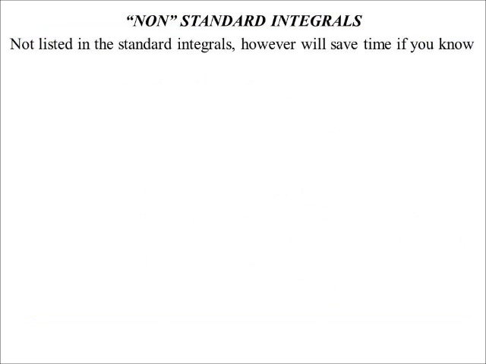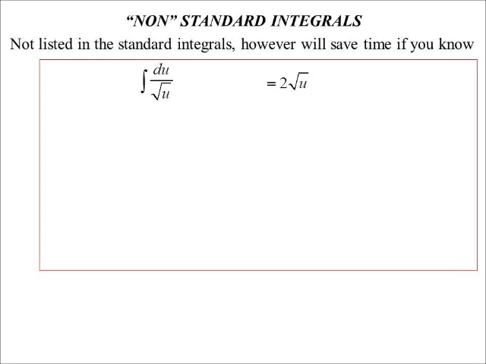Then there are what I call non-standard integrals. They don't give you these, but it is very handy to know them to save yourself some time, because you'll be surprised how often they come up. So not listed, but will save us some time. Du over the square root of u. So if you want to integrate 1 over the square root of u, the answer is 2 root u. So 1 over root u, integrate it, you get 2 root u. That just saves a little bit of time.